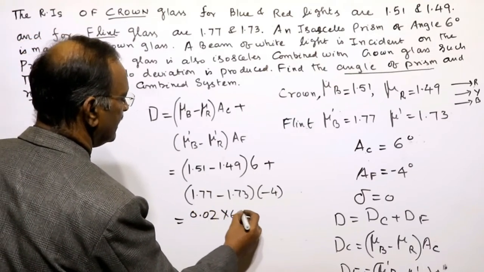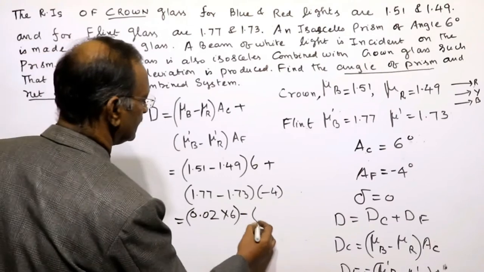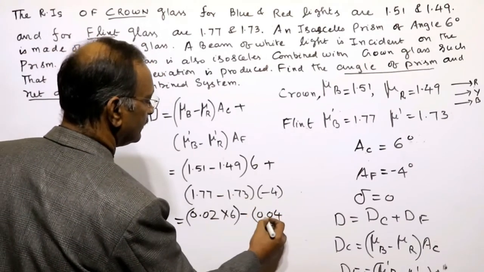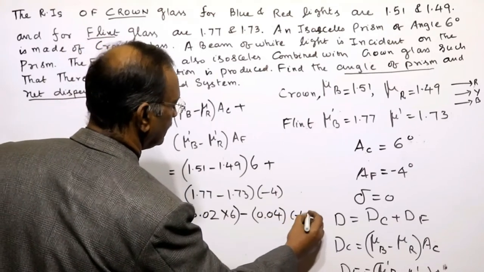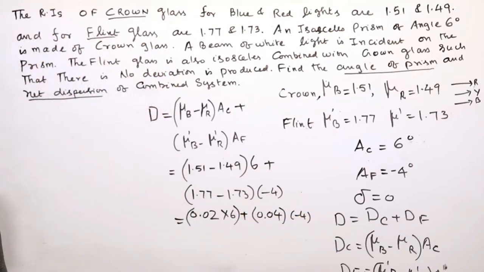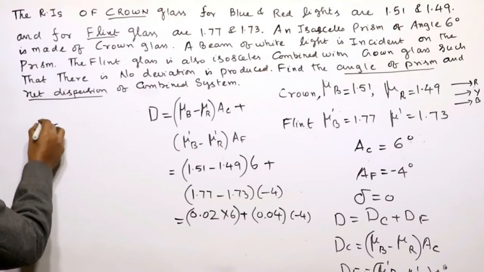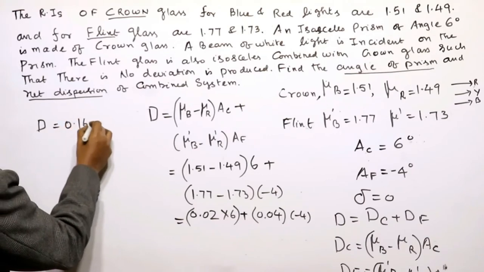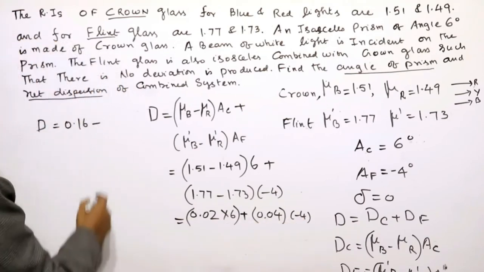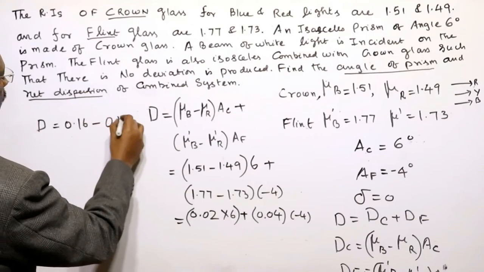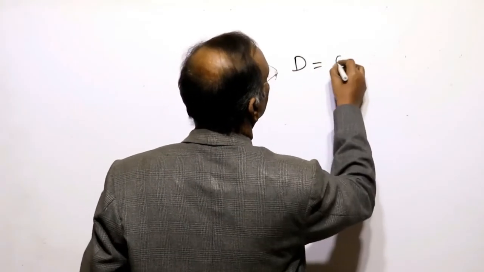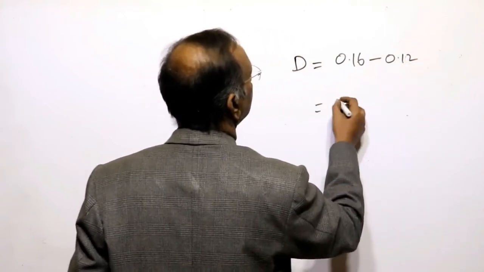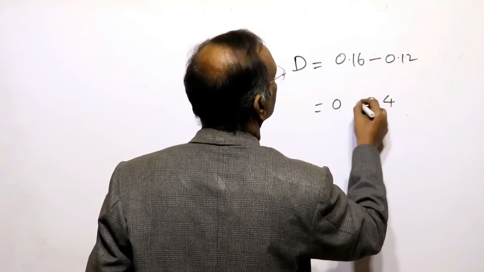So this is 0.02 into 6 minus 0.04 into minus 4. So the net dispersion is equal to 0.12 minus, minus into minus plus, 0.16. In this problem it is 0.12 minus 0.16, which is supposed to be 0.04.